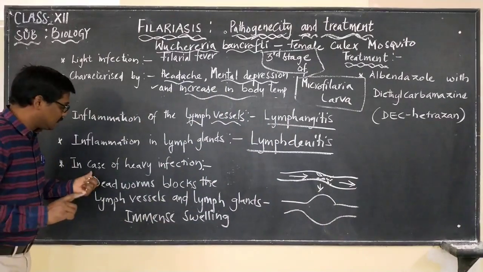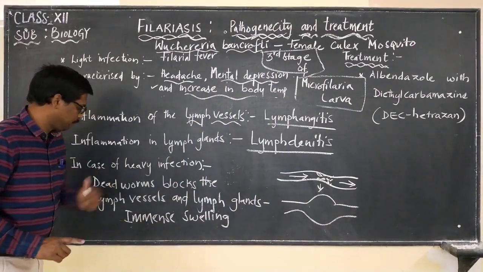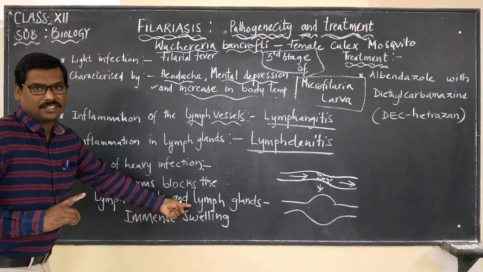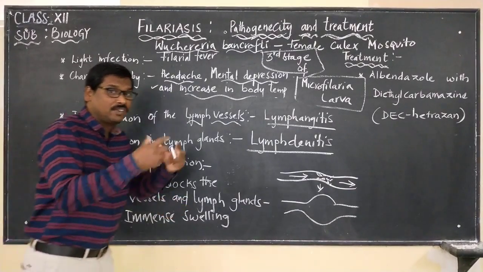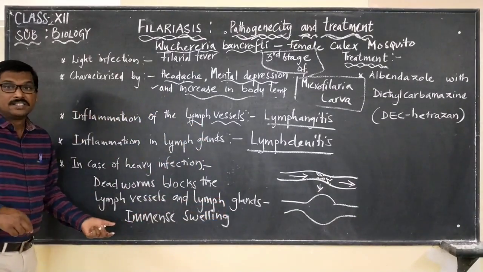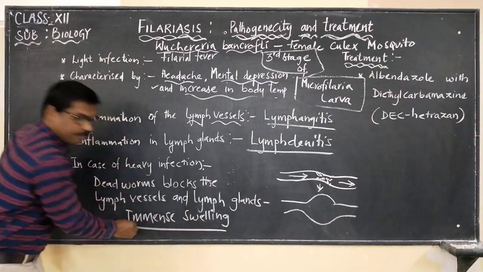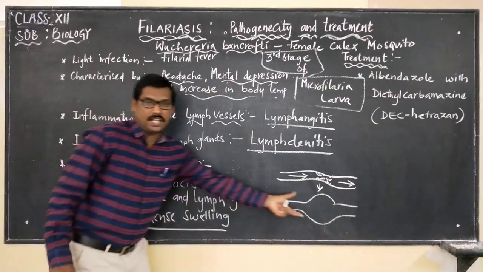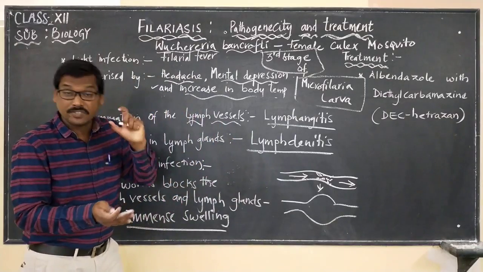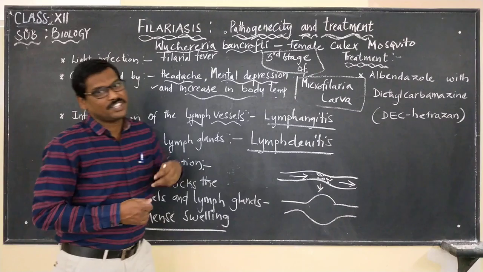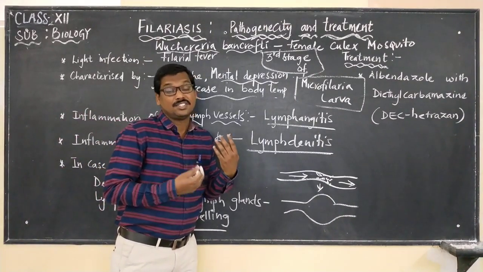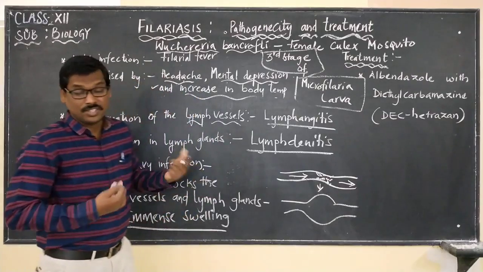So we have to make note of this. In case of heavy infection, dead worms block the lymph vessels and lymph glands. When there are many dead worms blocking them, there will be immense swelling of that particular region of the body. And we already said which regions it will affect more: the legs and the genital organs.